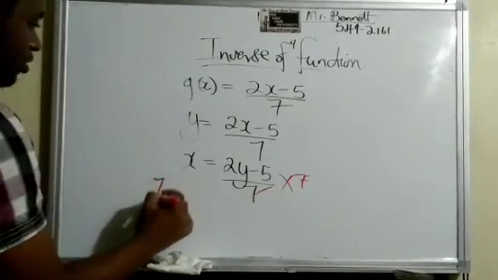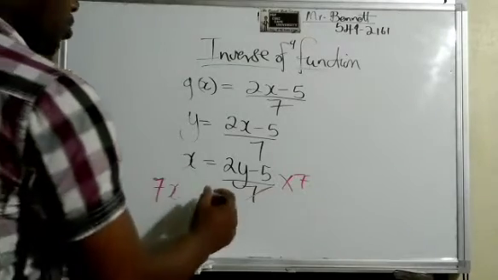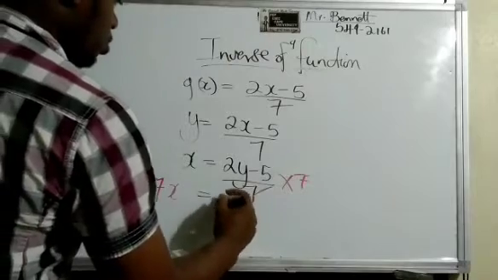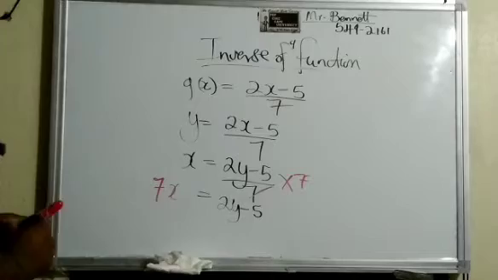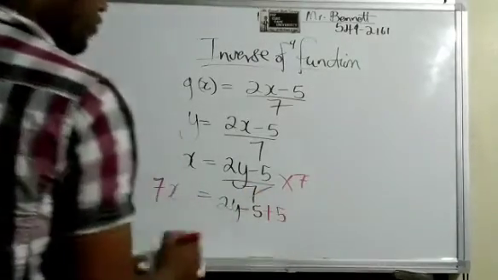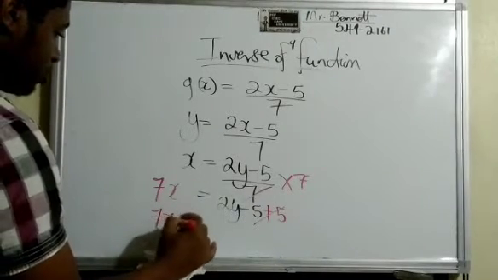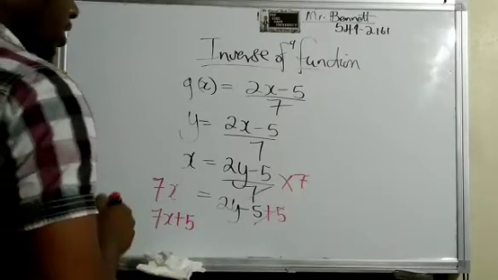And this would give us 7x, right? 7 times x. Now we are left with 2y minus 5. So it would be 7x equals 2y minus 5. Now we need to get rid of the minus 5. So we take the inverse, which is plus 5. We have already established that, but what we do to one side, we do to both sides. So we add 5.